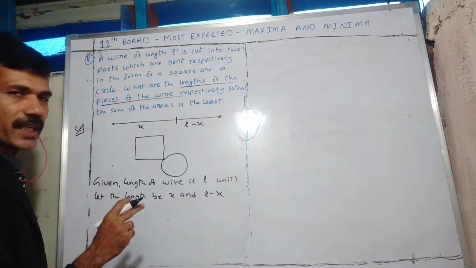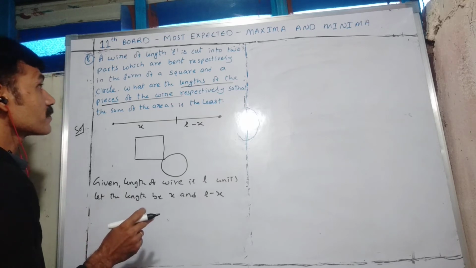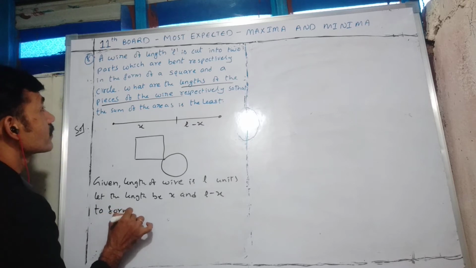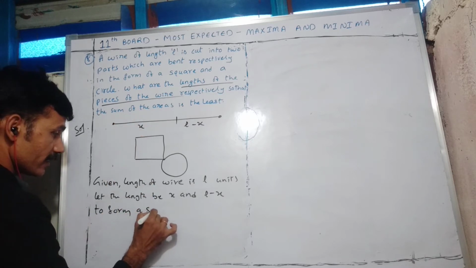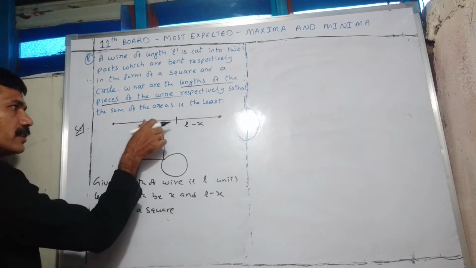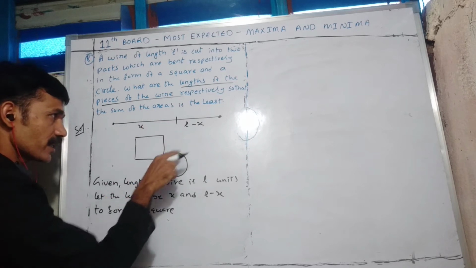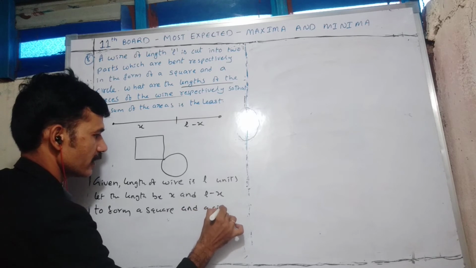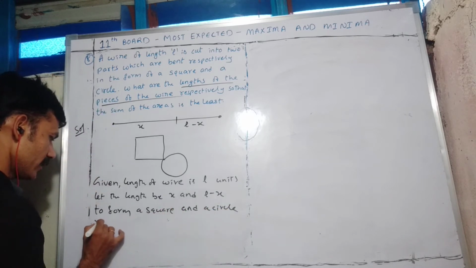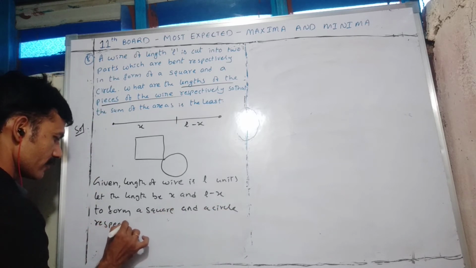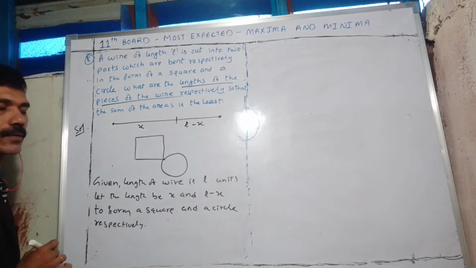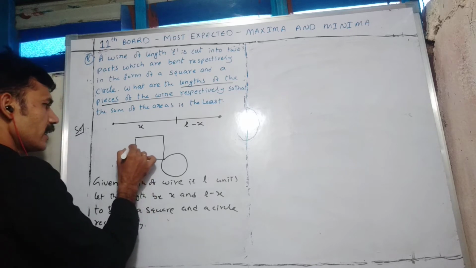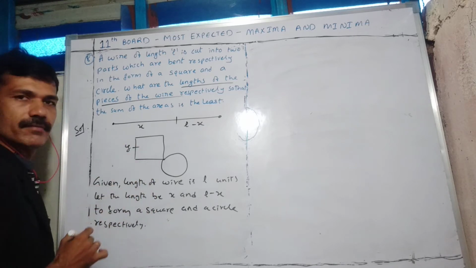It is cut into x and L minus x units to form a square and a circle respectively. One length of the wire we made into a square, another length we made into a circle. Now we need to find the dimensions. Let the side length be y.